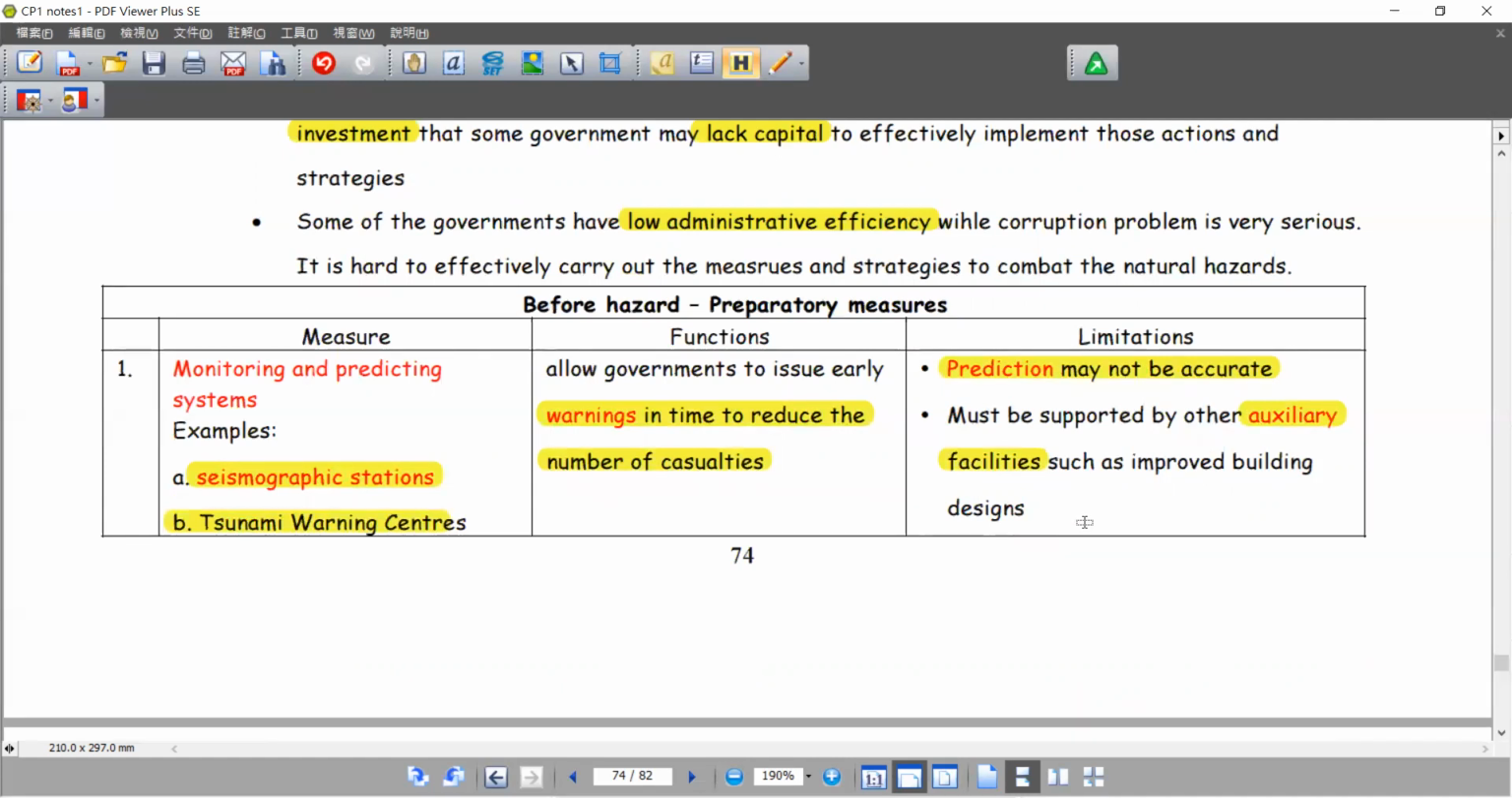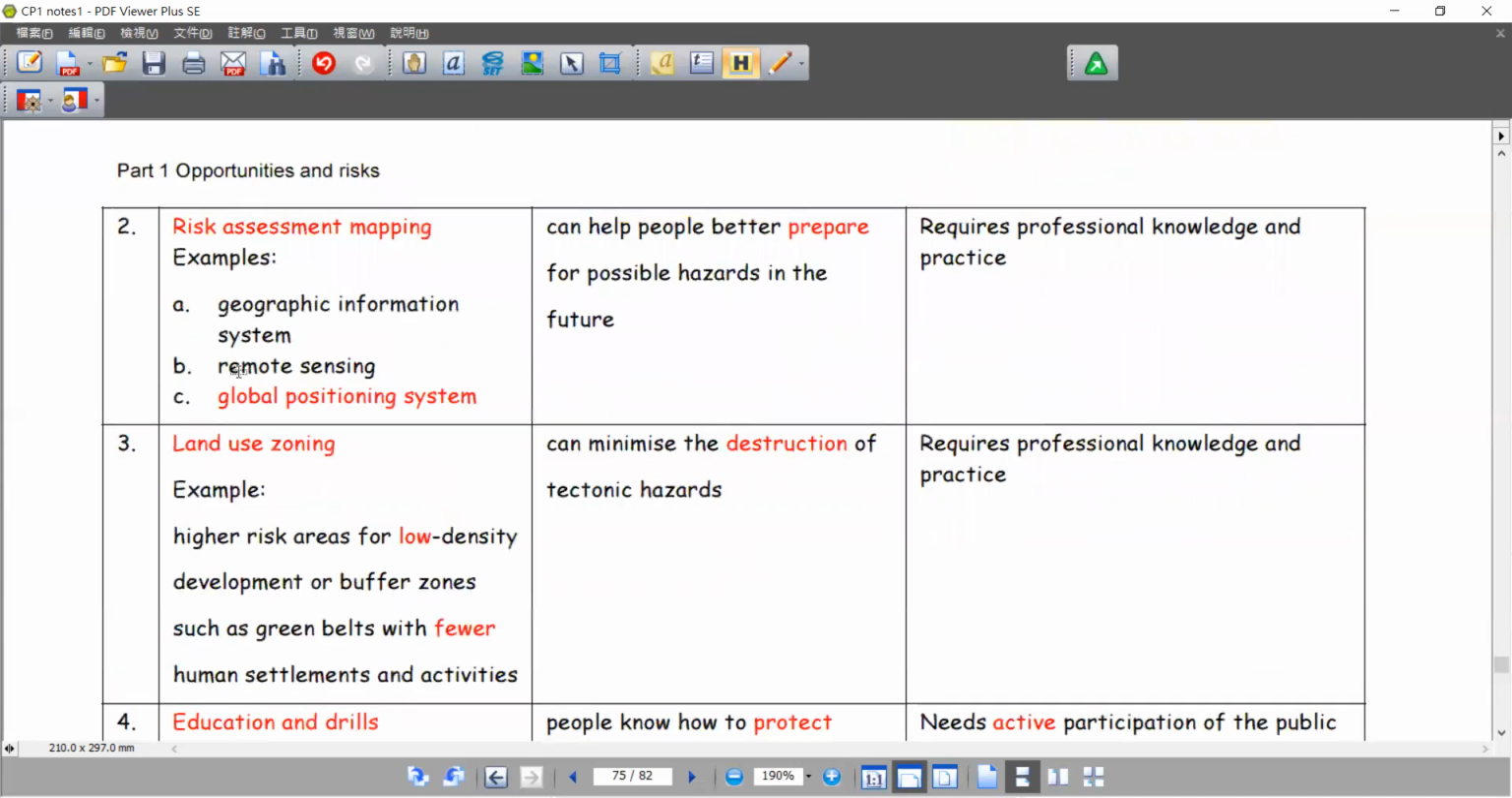As I've said in the sample essay going through this section, when you have a monitoring system, you also need to be supported by land use planning. When you are talking about land use planning, you also need to be supplemented by monitoring and predicting systems all the way. For the mapping, you may need GIS, remote sensing, and also the global positioning system. Then they can be better prepared for the possible future. But again, it needs a high degree of professional knowledge and practice.